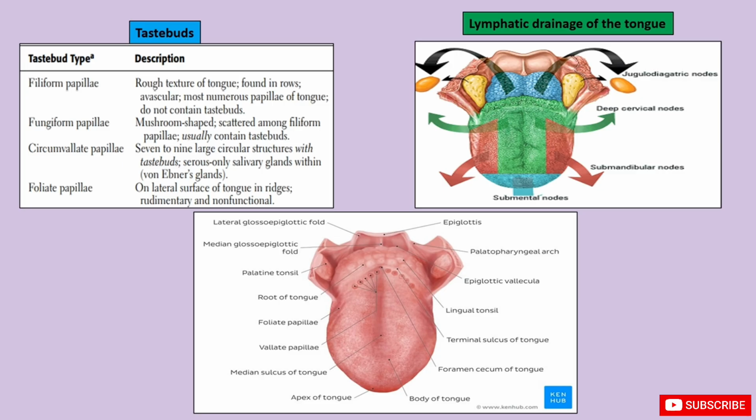We can see the lymph drainage of the tongue as well. As we know, the tip of the tongue drains to the submental group of lymph nodes. So that can be asked in the exam. One more important point about the circumvallate papillae is that they are associated with von Ebner glands, which are minor salivary glands that have serous or watery secretion, just like your parotid gland.